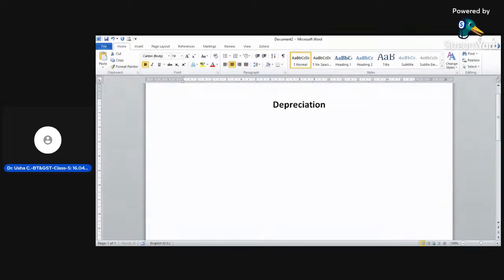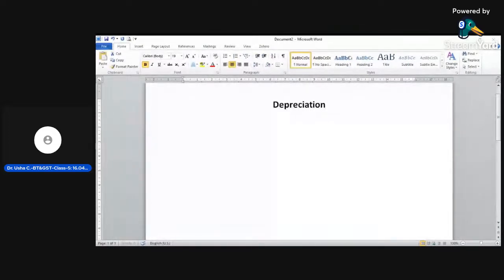I hope that in the previous classes, whatever we discussed regarding the calculation of total income, you have solved the problems and worked out the study material, based on the problems given in the study material as well as by using other references. I hope you understood the computation of taxable income from business.